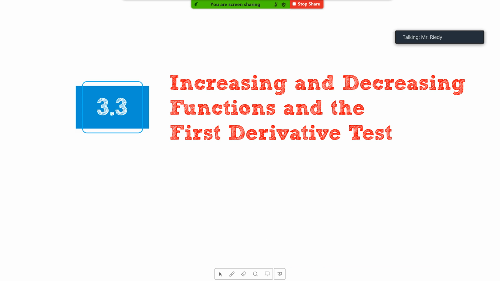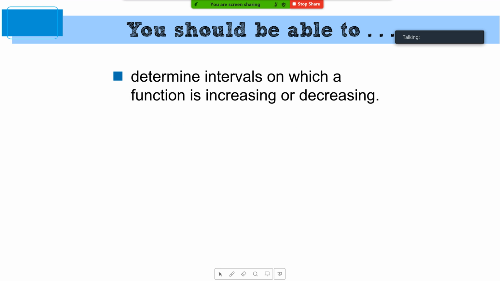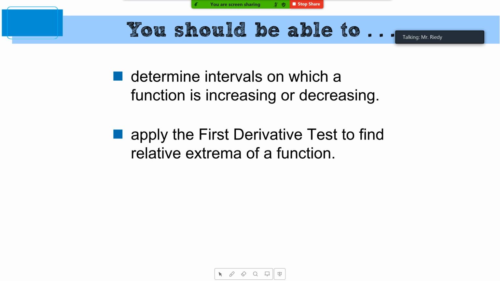All right. Increasing and decreasing functions and the first derivative test. The first derivative test is something you're going to do so much, you're not going to be able to handle it anymore. It will drive you partially insane. And then, after you're completely insane from the first derivative test, we'll then throw the second derivative test in. That comes later. So, we're going to determine where a function is increasing and decreasing, not difficult. We're going to talk about the first derivative test.